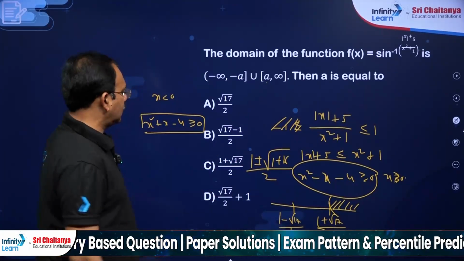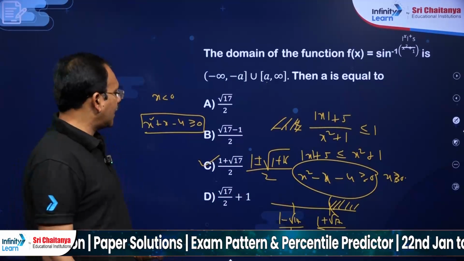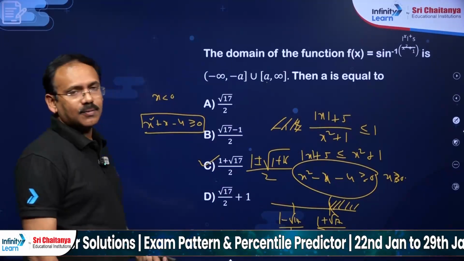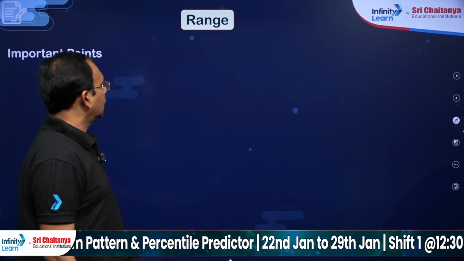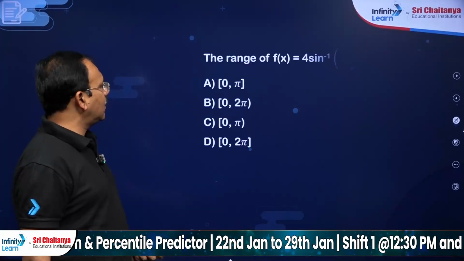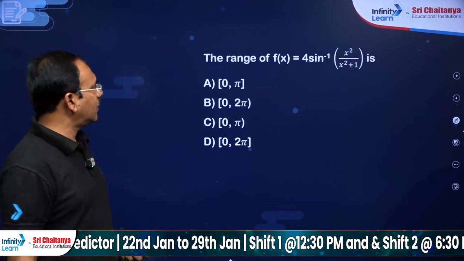A value is (1 plus root 17) by 2. The rest of the case you will get the second case only, and hence, my dear friends, you can say option C. This is a simple problem related to finding the domain of the function. Next, my dear friends, similarly you can see certain questions related to finding the range of inverse trigonometric functions.